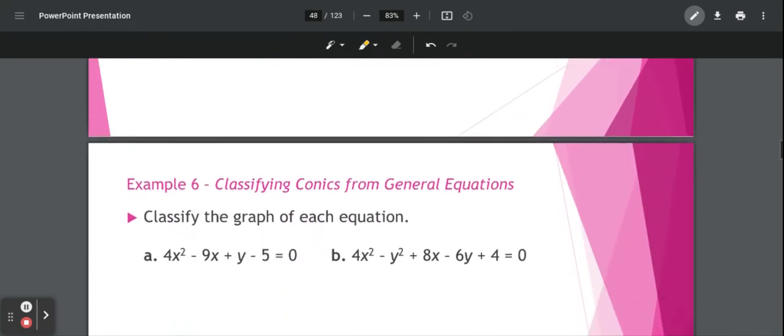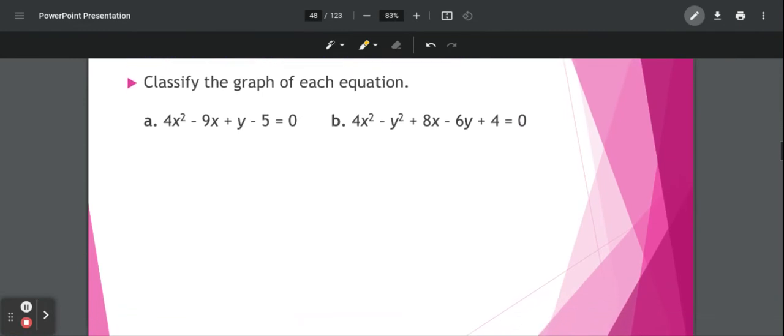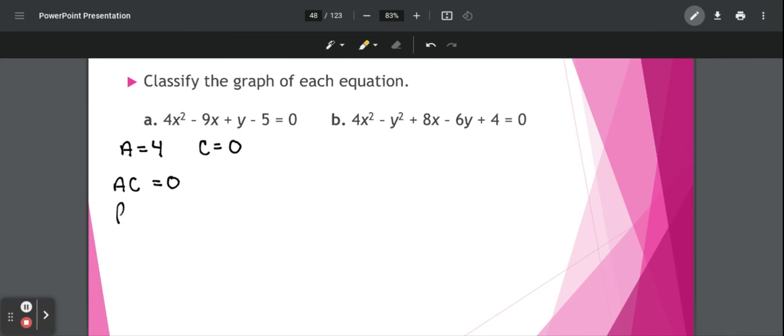So we'll go through a few examples here. Let's classify the graphs. First, let's just identify what A and C are. Remember, A is in front of your x squared. So for part A, we know that A is 4. We don't have a y squared, so we would say that C is 0. And so in this case, if we do A times C, we would get 0. And we know when A times C is 0, we would have a parabola.